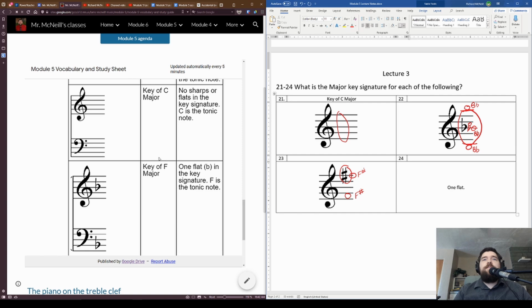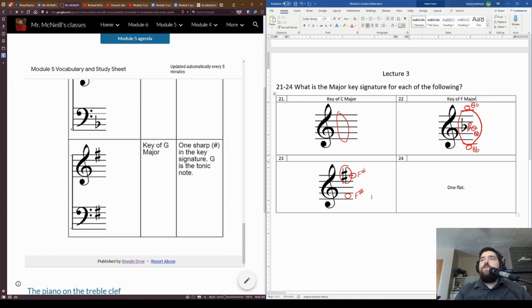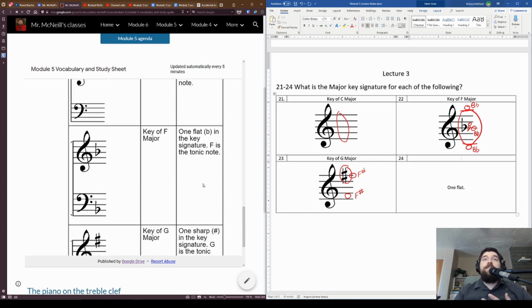All right, and then this next one, we have one flat in the key signature, so this is the key of F major. And this next one, we have one sharp there in the key signature, so this is the key of G major. And finally, this last one, it is saying one flat. Which type of key signature has one flat? And that is the key of F major.